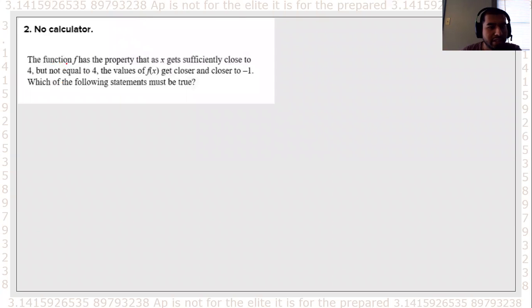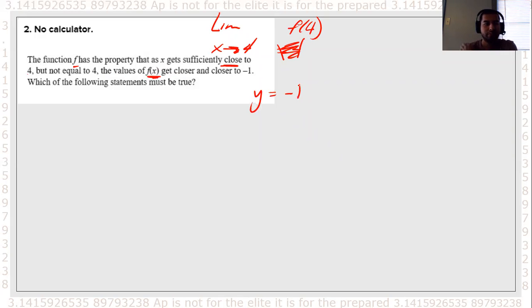So this one right here says a function f has a property that's sufficiently close, so approximately, right? X approximates to something, to 4, right? But not 4, right? So we're saying the limit, right? Because it gets really close, but we're not saying f of 4, okay? The values get closer, so the f of x, right? So the y's get super close to -1.